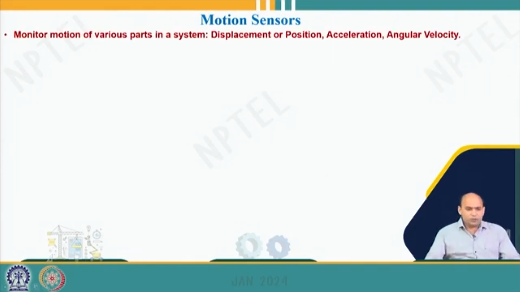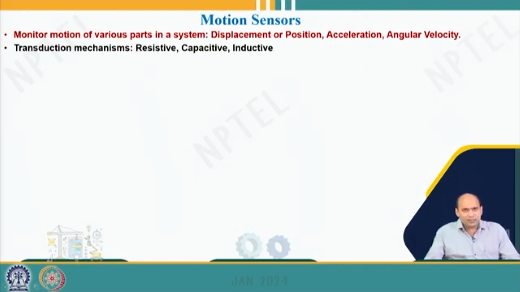Motion sensor. Basically, these motion sensors are used to monitor or measure various motion parameters of different systems. For example, if we want to monitor or measure displacement or position, then acceleration, angular velocity. These parameters come under motion, and the sensors used for measurement of these parameters will be called motion sensors, right.